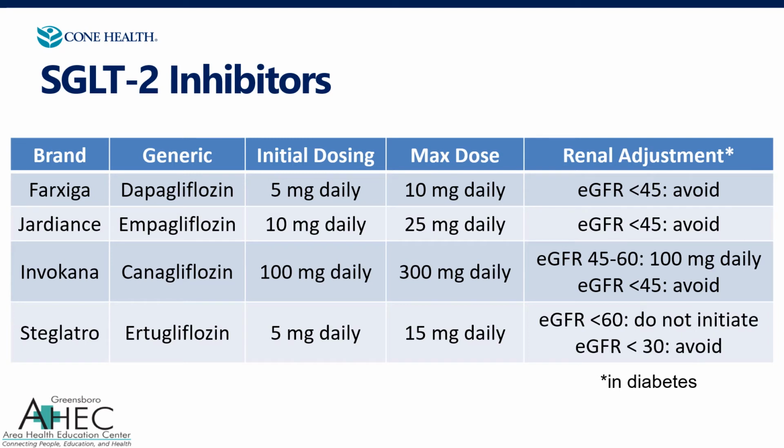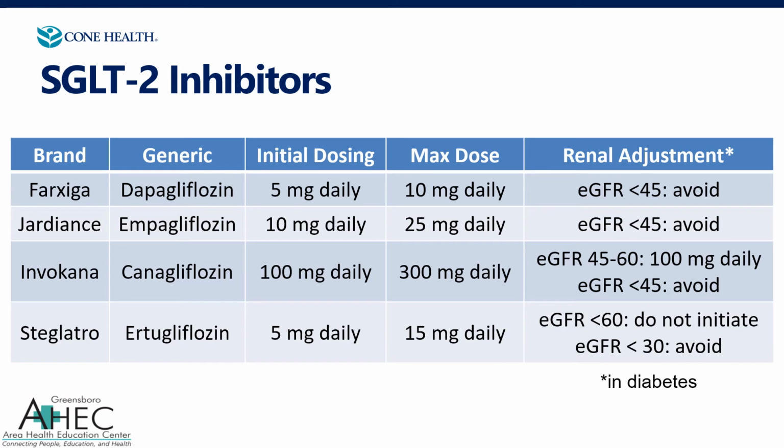Here is a better list of the different SGLT2s I previously mentioned, including their initial dosing and their max doses, and I wanted to point out in particular renal adjustments. These medications can also be used more recently in patients with heart failure without diabetes. However, there are different renal adjustments based on what indication you're using it for. So if you are starting a patient on an SGLT2 inhibitor with the diagnosis of diabetes and another comorbidity like heart failure or ASCVD history, then you're going to follow this renal adjustment.